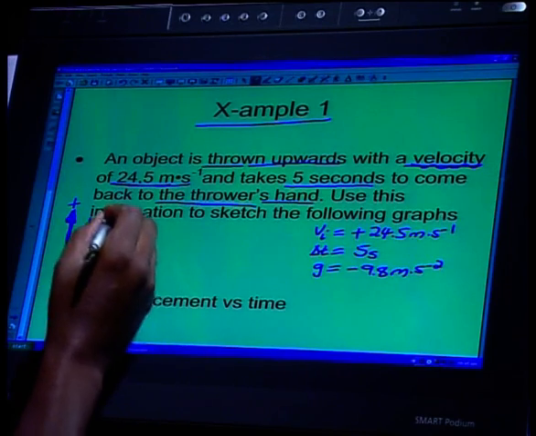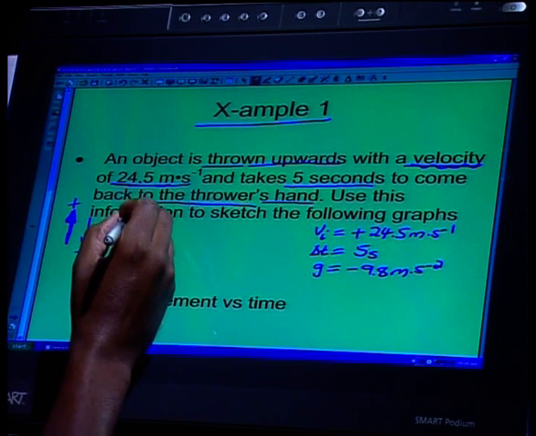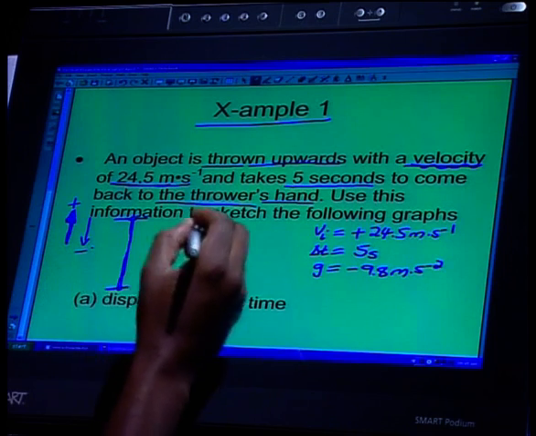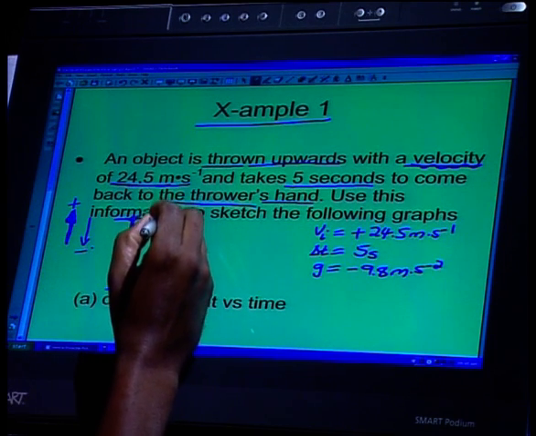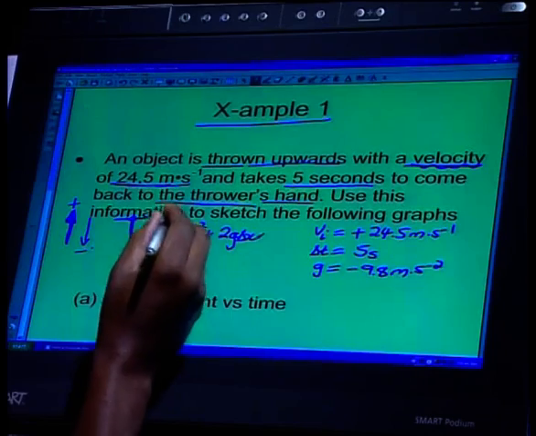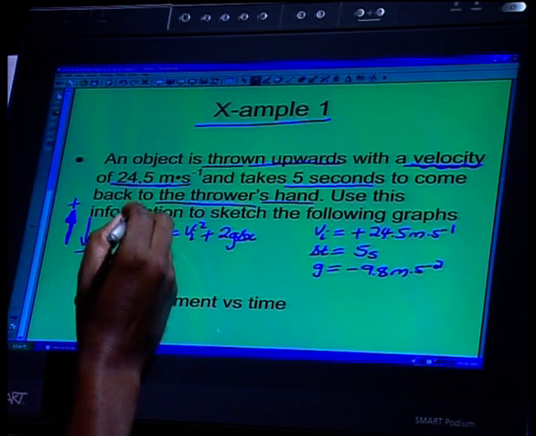Now, can we know how far the object moved from the moment it was thrown up to the moment it reached its maximum height and turned back? Of course we can, and we can use the equation V final squared equals V initial squared plus 2a, and in this case we can be specific, it's acceleration due to gravity g, delta x. Your final velocity at that point is going to be 0 meters per second.